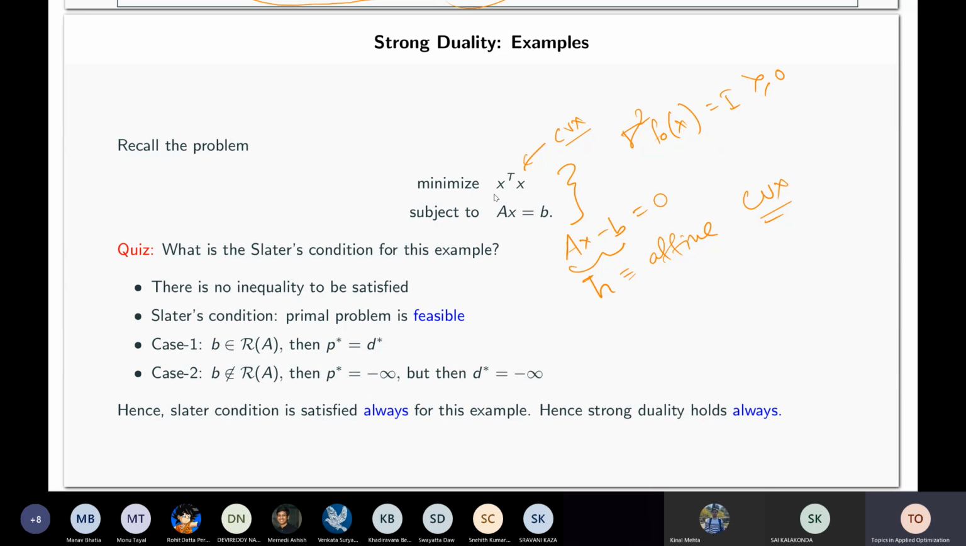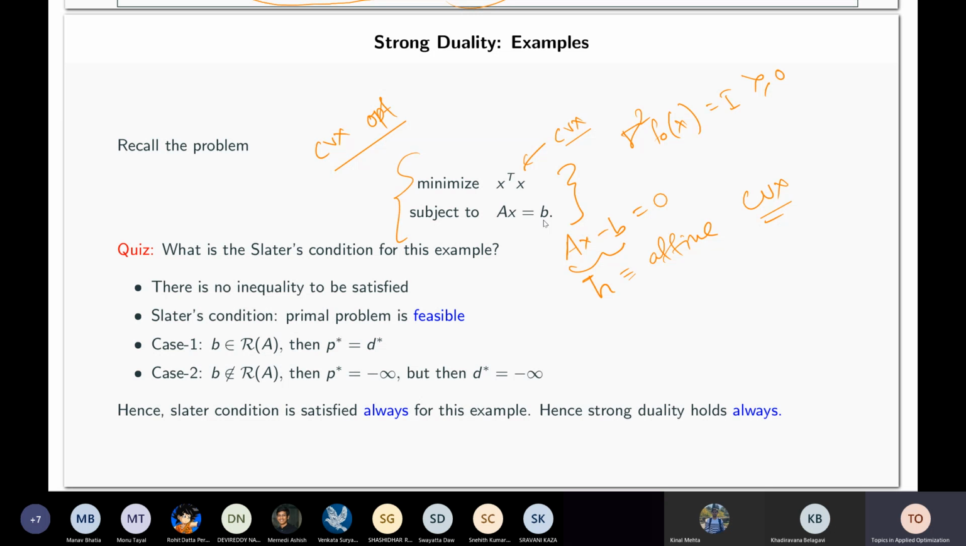Okay, so overall this is a convex problem. This is a convex optimization problem because the objective function is convex and the equality constraint functions are convex. There are only equality constraints here. So this is a convex optimization problem, and the first step is done.